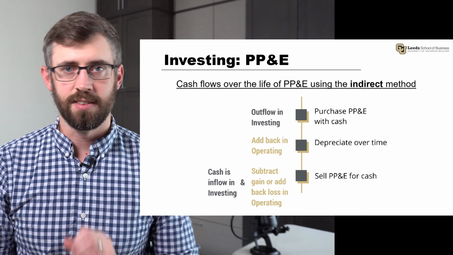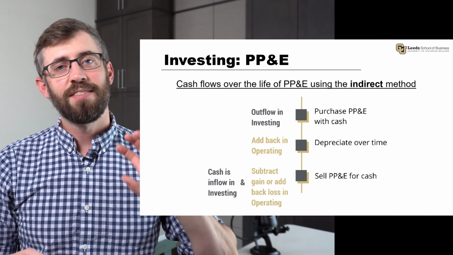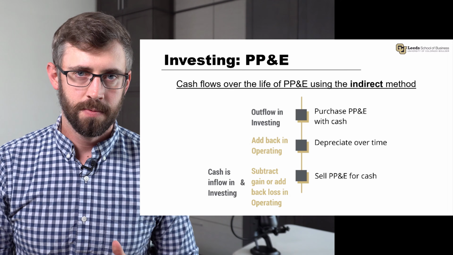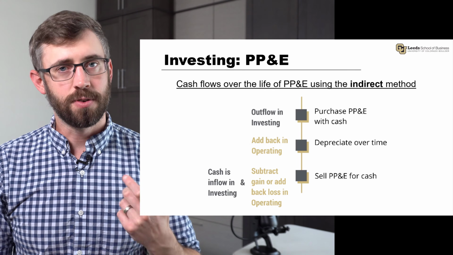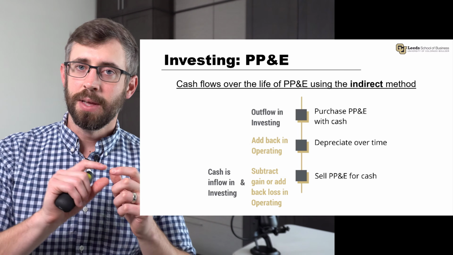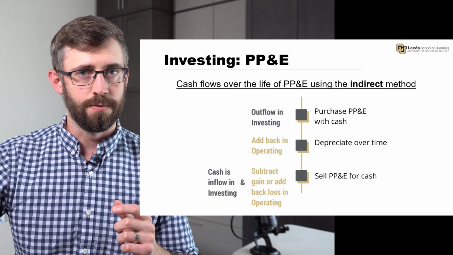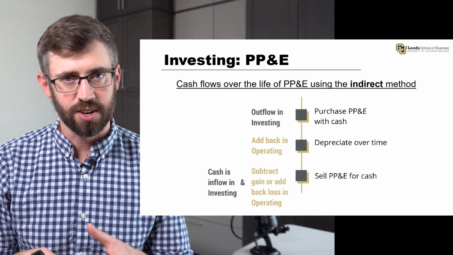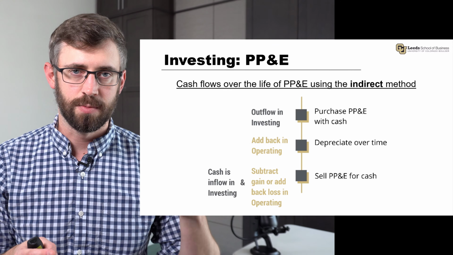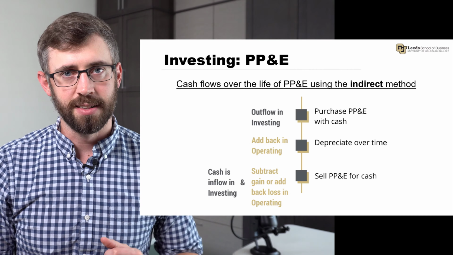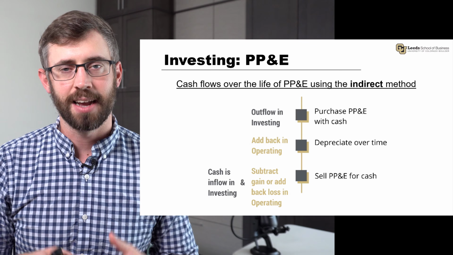You're almost always going to see that in the indirect method, that we have to add back to net income in order to reverse that non-cash expense out of the operating activities, because we already took care of the cash outflow for the PP&E in the investing section. And so we want to take this non-cash depreciation expense out of the operating section. So we add depreciation back to net income.